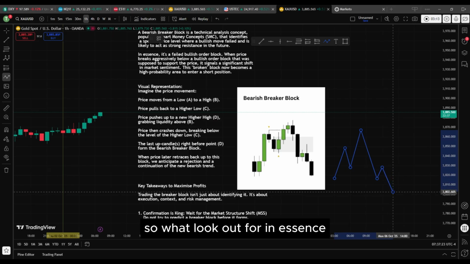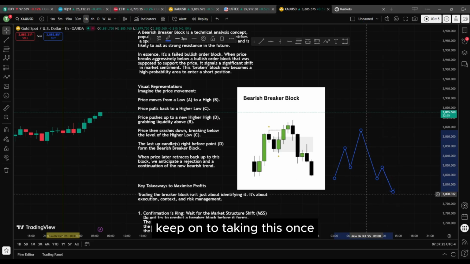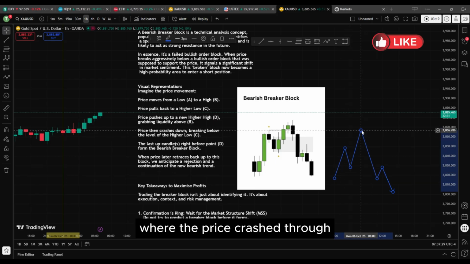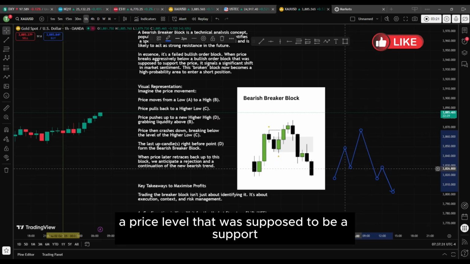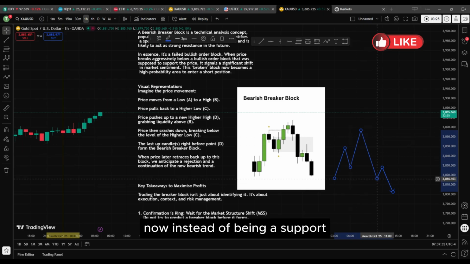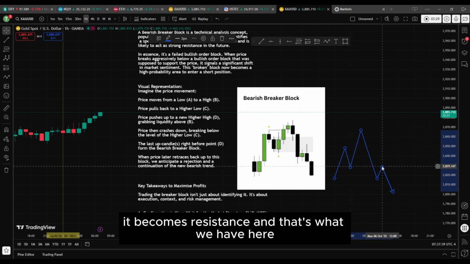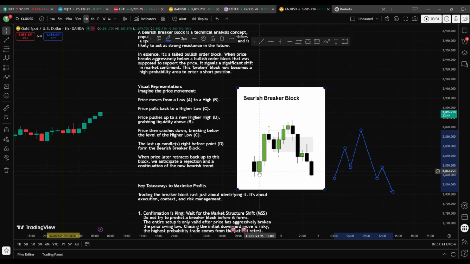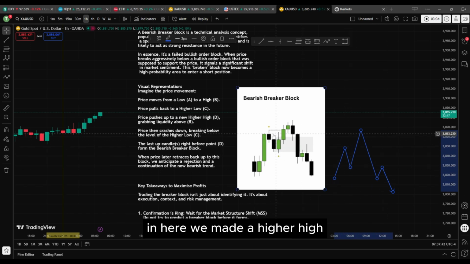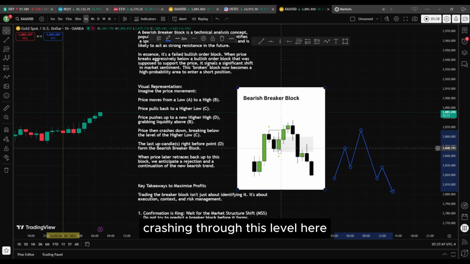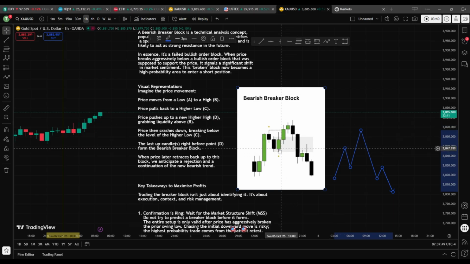So in essence, the key point to take is what you expect to look for: where the price crashed through a price level that was supposed to be a support. Now, instead of being a support, it becomes resistance. See this level here, it becomes resistance. Here it made a higher high, higher low, higher high, only for it to make a lower low, crashing through this level here.